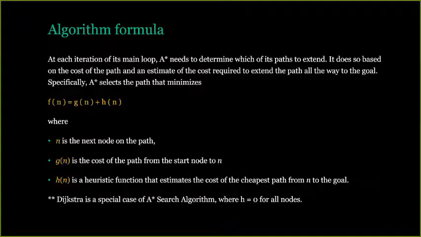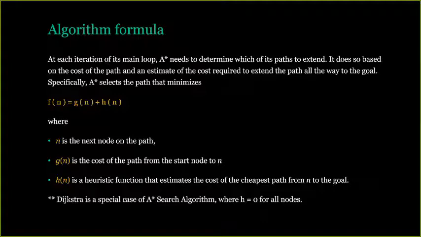So specifically, A-star selects the path that minimizes the f function, which is actually the sum of g and h: f(n) = g(n) + h(n). You should remember these three letters and three functions because we are gonna need them till the end of this presentation. The basics: n is the next node on the path, and g(n) is the cost of the path from the start node to the node n. h(n) is the heuristic function that estimates the cost of the cheapest path from n to the goal.